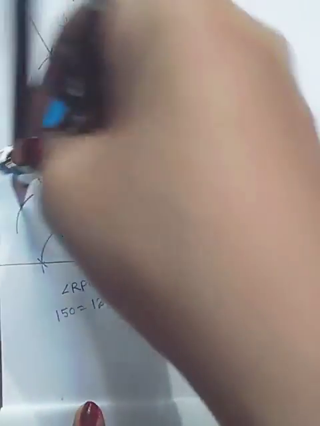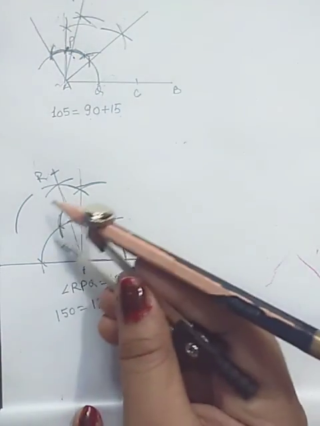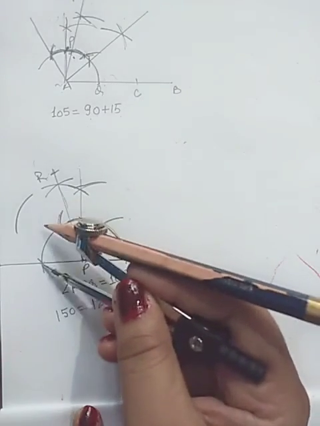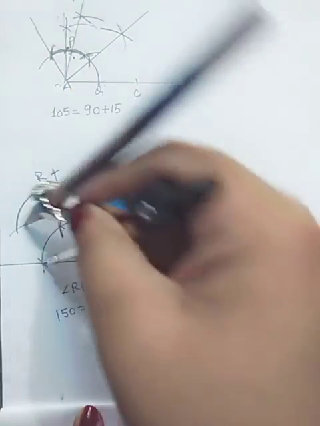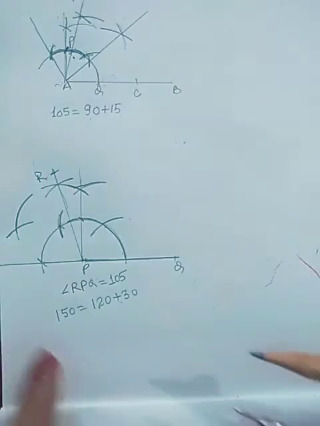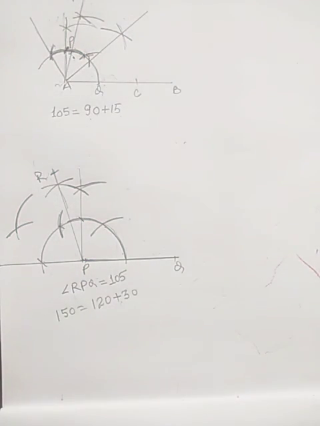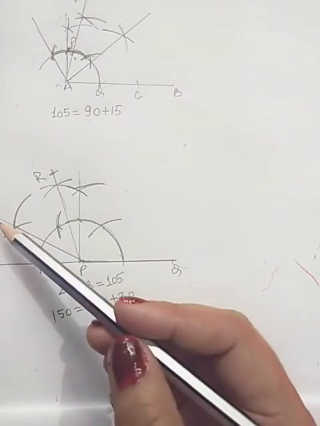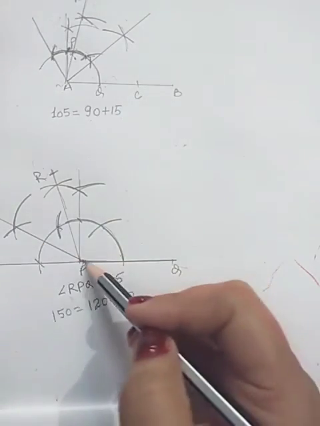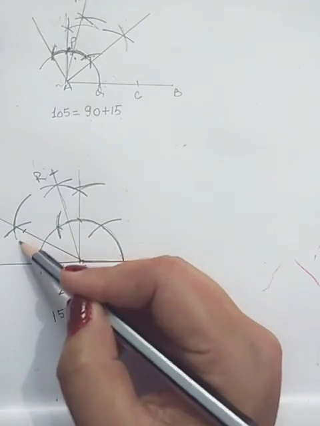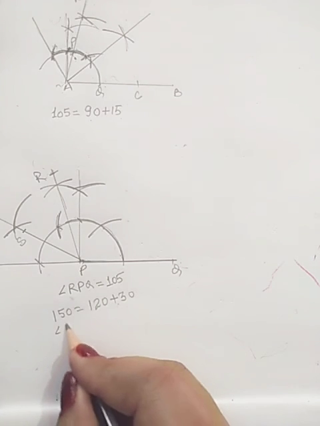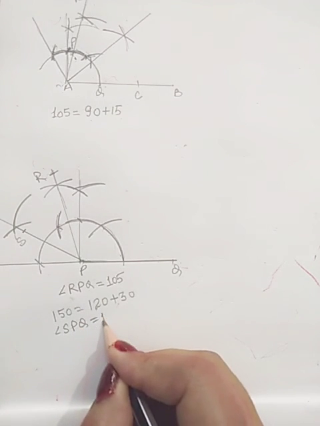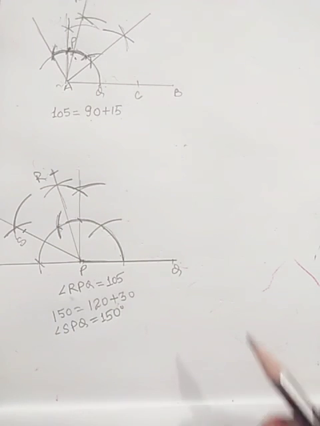We'll cut the bisector of 60. This 60 is complete, the bisector of 60. From this point I'll make an arc here and then again cut this arc. These two arcs are cutting here. Now draw a line. I have drawn a line. Name it as, this is P, this is Q. Let it be S. So angle SPQ is of 150 degrees.